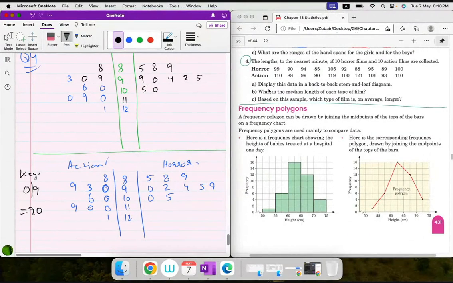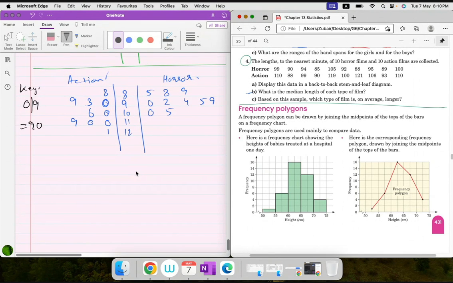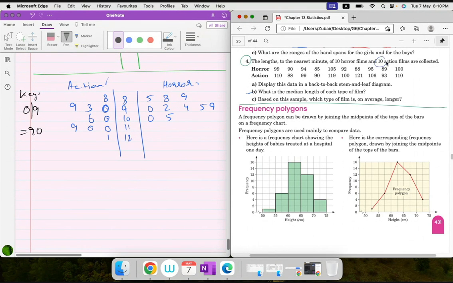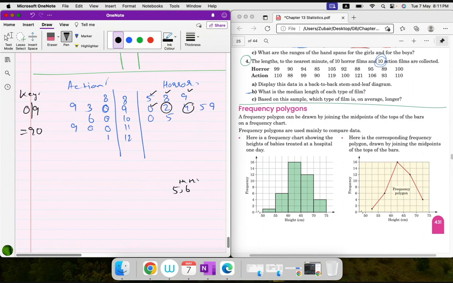Now what does the question say? Display this data. What is the median length of each type of film? So only the middle number. There were 10 action films, so the middle is the 5th and 6th. So we count them: 1, 2, 3, 4, 5th, and 6th.